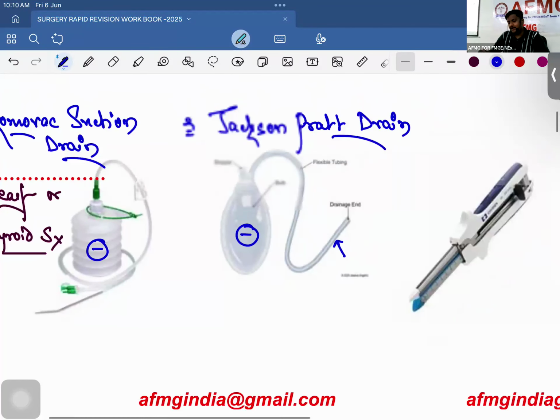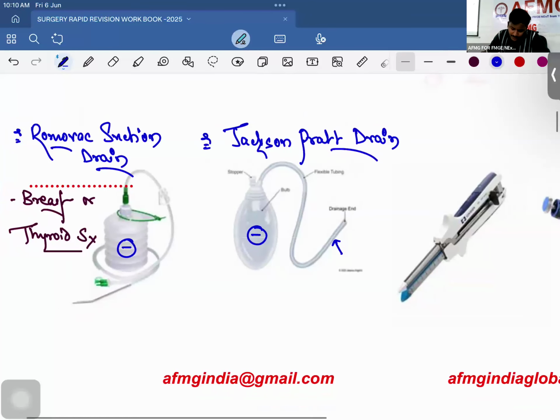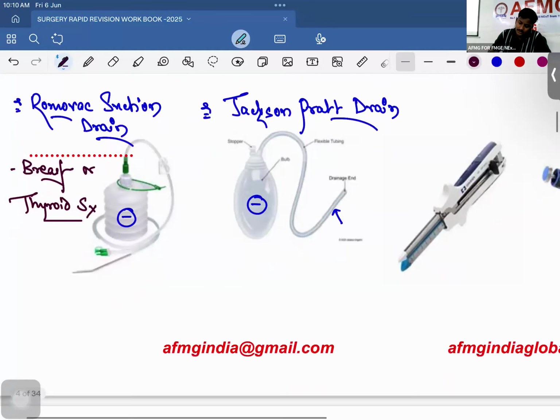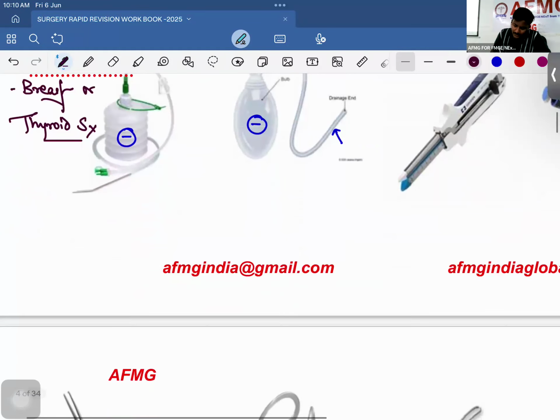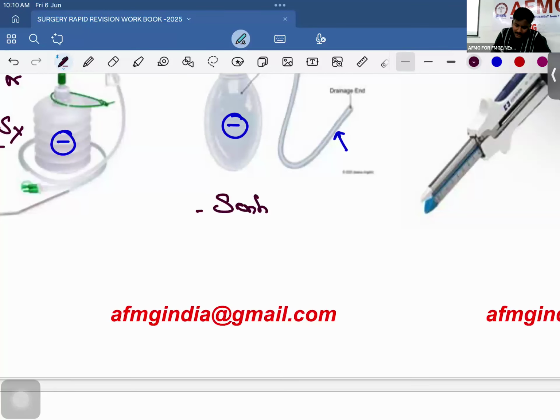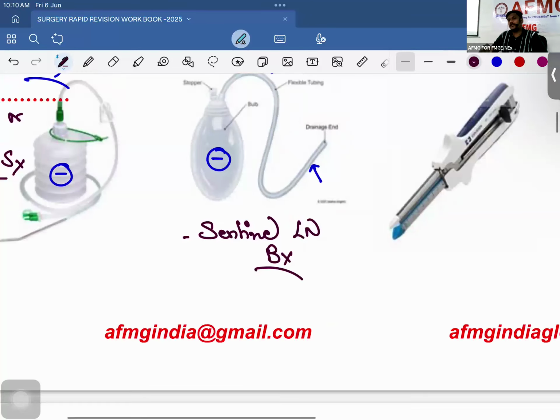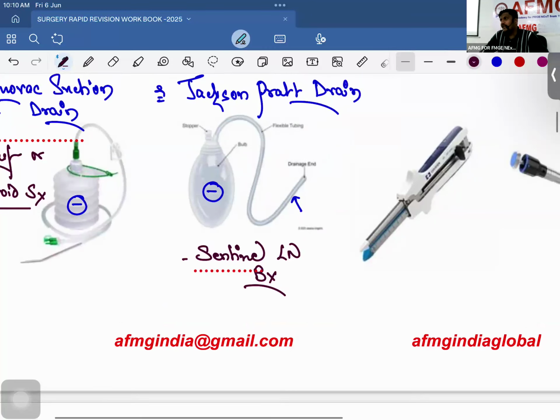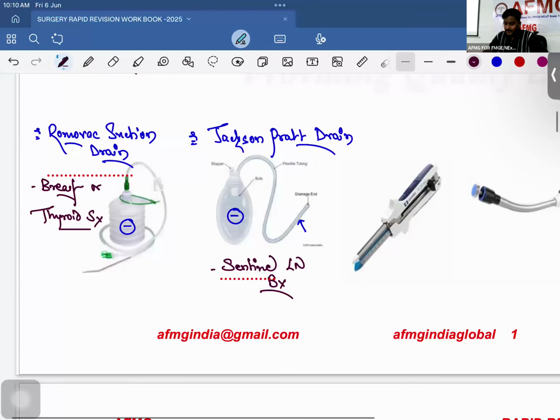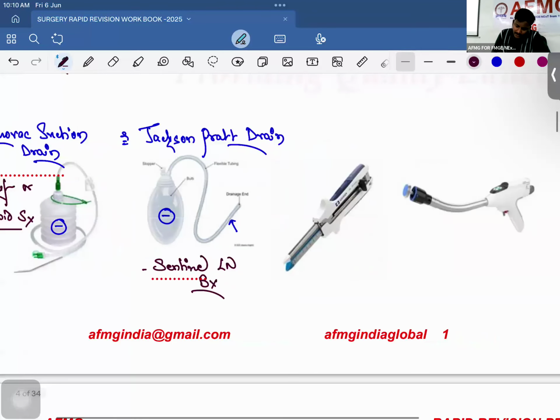And the Jackson-Pratt drain is generally used after minor surgical procedures like which biopsy? Sentinel lymph node biopsy. Now, in case we do a sentinel lymph node biopsy, there's a high chance beta that there can be a lymphatic leakage after this procedure. So to prevent that, we have to insert a Jackson-Pratt drain beta after a sentinel lymph node biopsy. What are sentinel lymph nodes?